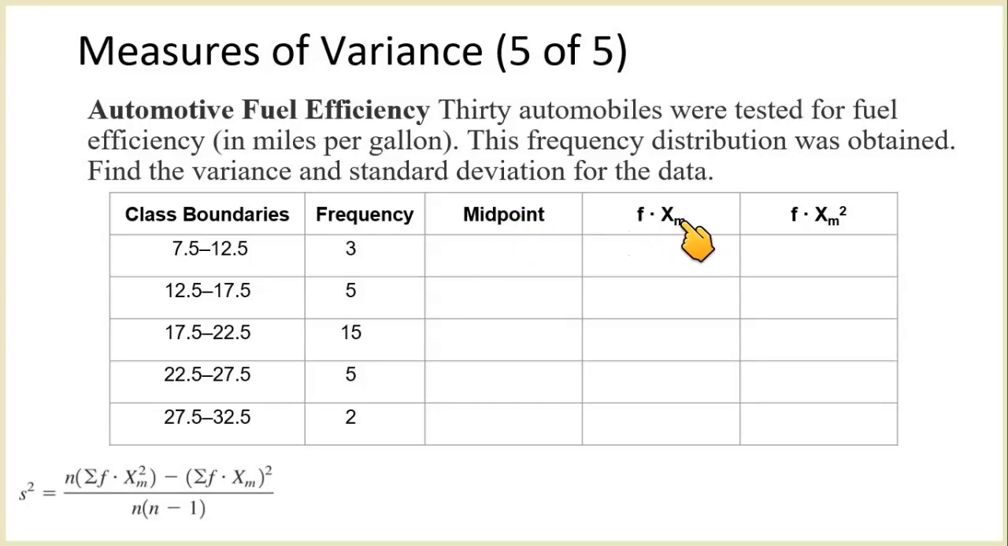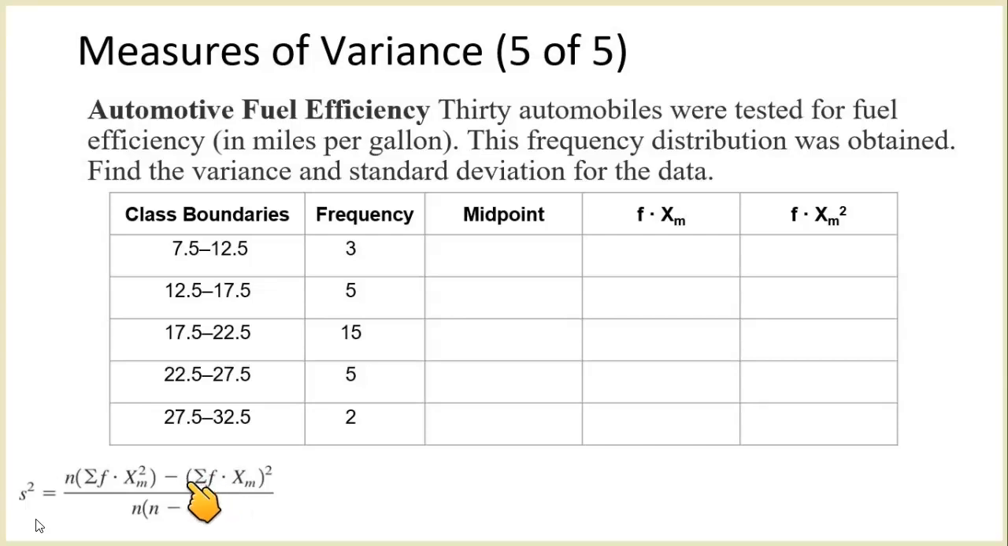The frequency times the midpoint column is also still there, but we have the additional column here, and that's largely due to this formula. This formula is very similar to the shortcut formula, which is why I chose to use it, because they essentially have the same setup. We have our sample size, which is the sum of the frequency, and then we have the sum of the frequency times the squares of the midpoints, which is this column here.